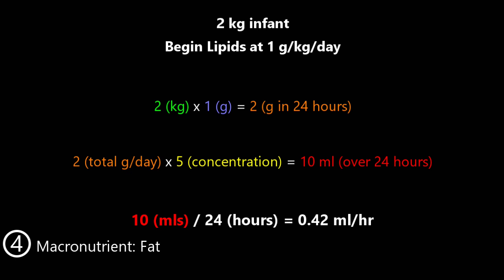So 10 divided by 24 is 0.42 mLs. So you run it at 0.42 mLs an hour to give this baby 1 gram per kilo per day. Some units round up to 0.4, some give it to 2 decimal places. Also, some computer programs, just like with everything else, will ask you for the total amount of lipids and it will do the calculation naturally.